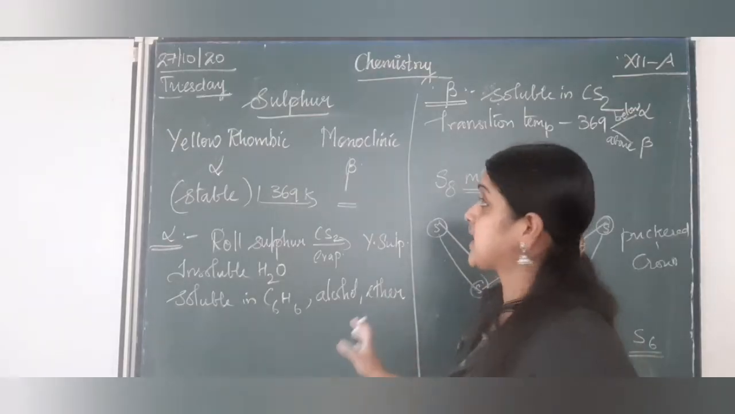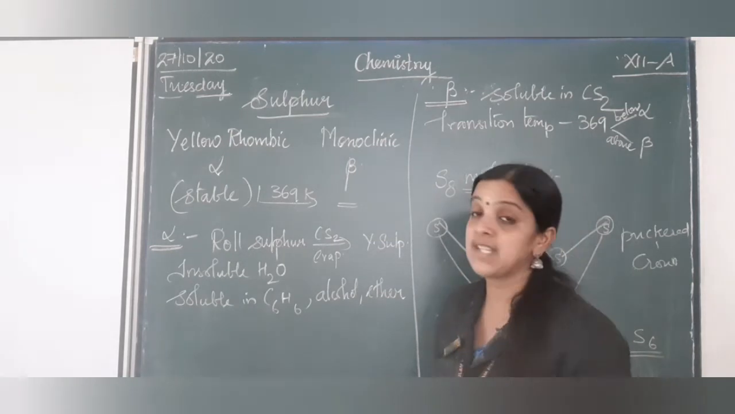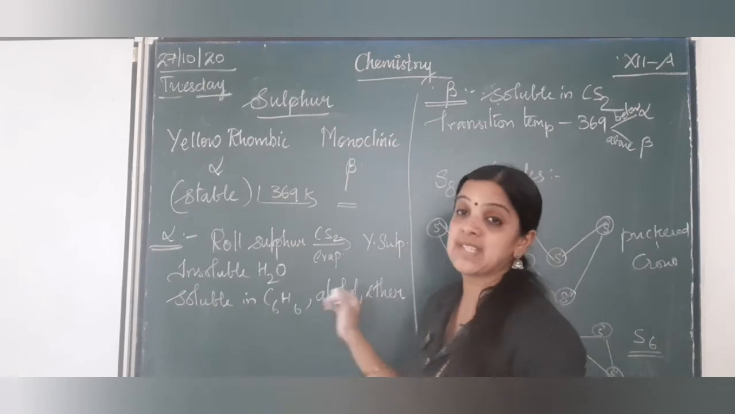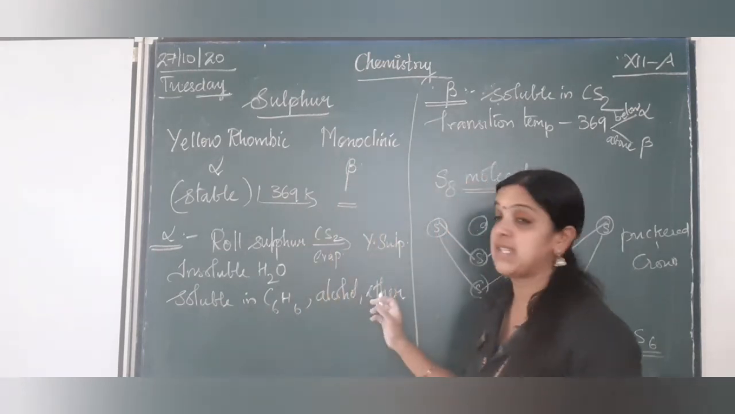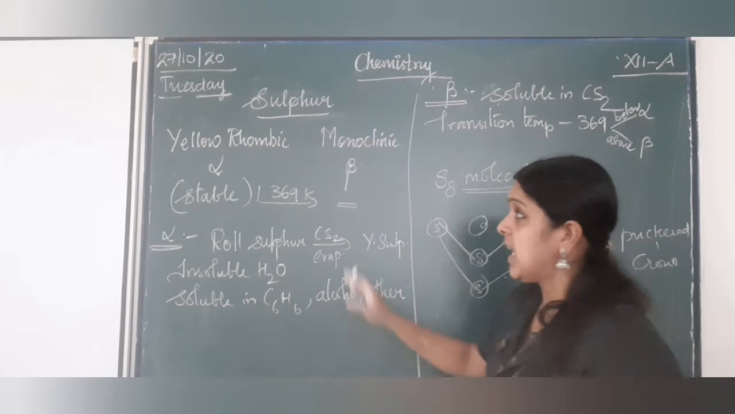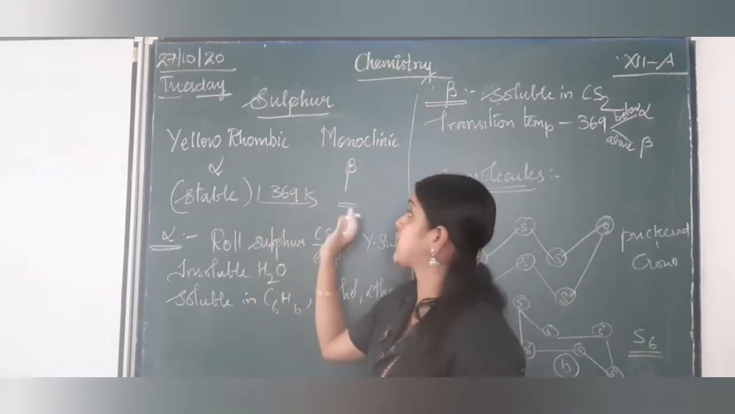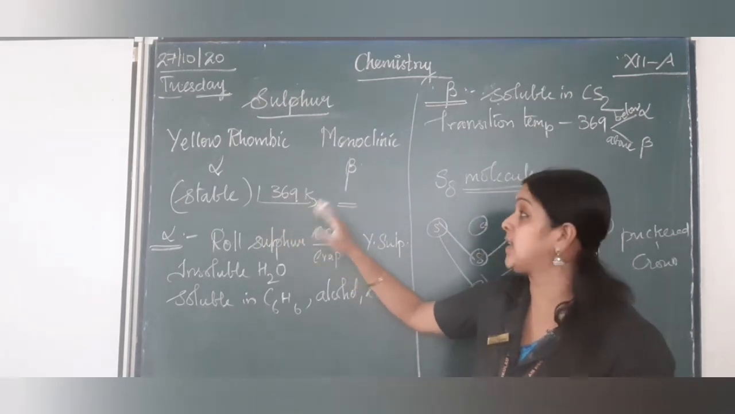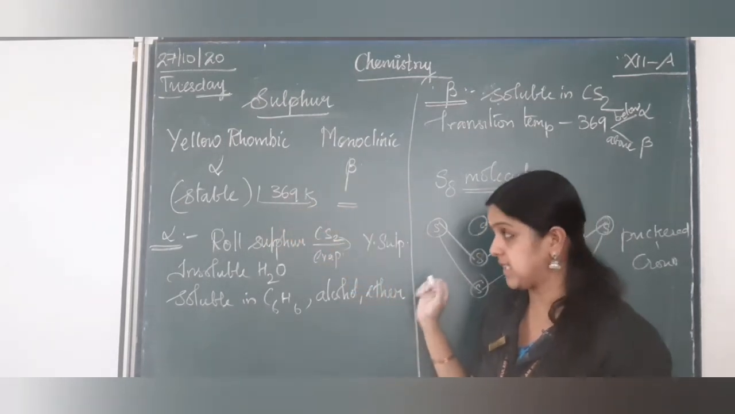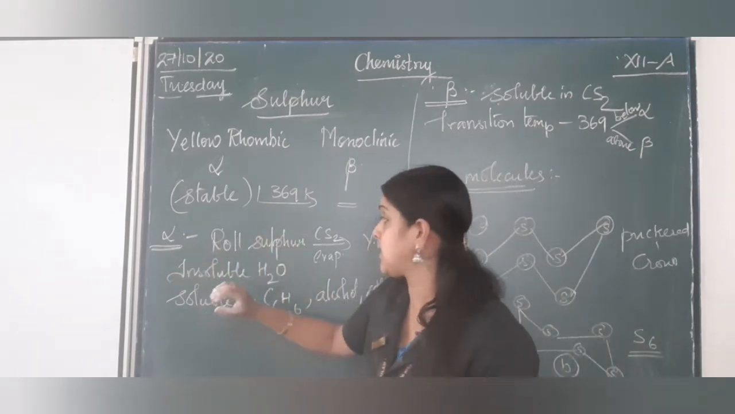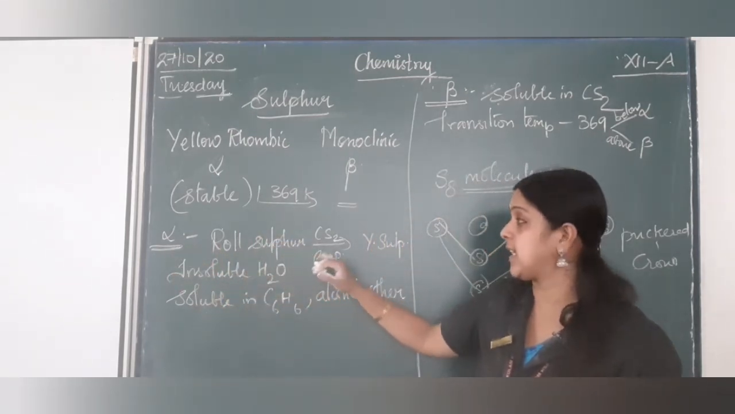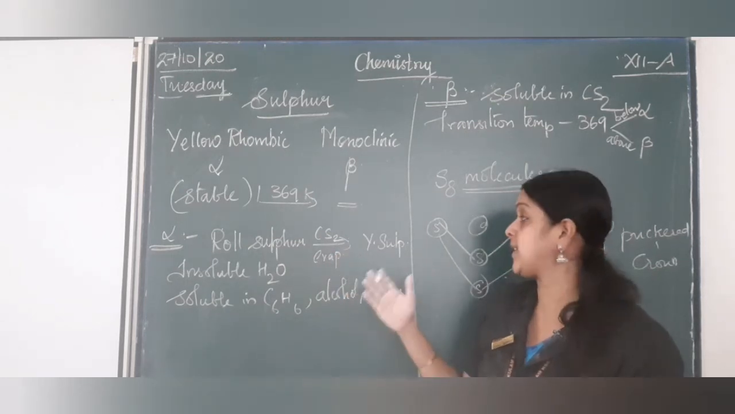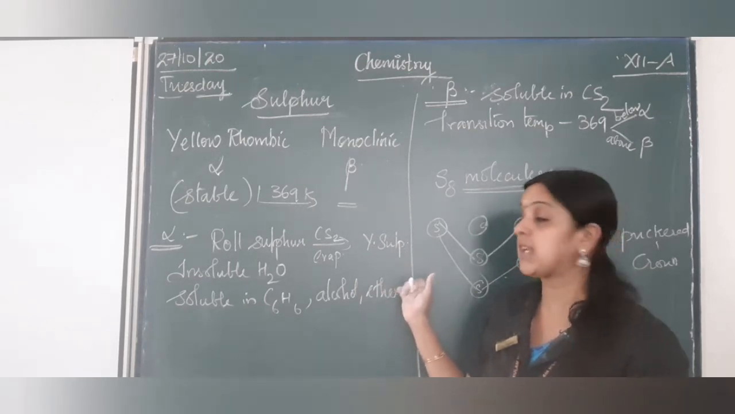We will learn about sulfur. Sulfur, if you see, has allotropes, yellow rhombic sulfur and monoclinic sulfur, which are basically called alpha sulfur and beta sulfur. Alpha sulfur is more stable as compared to beta sulfur, which, when heated above 369 Kelvin, becomes beta, that is, monoclinic sulfur. Now, how to prepare alpha sulfur? That is, roll sulfur, an ordinary sulfur, in a solution in CS2, when that is evaporated, you get your yellow sulfur, that is rhombic sulfur.